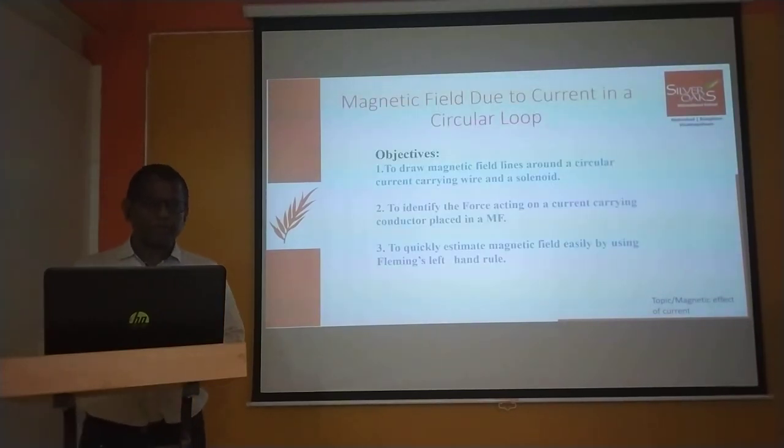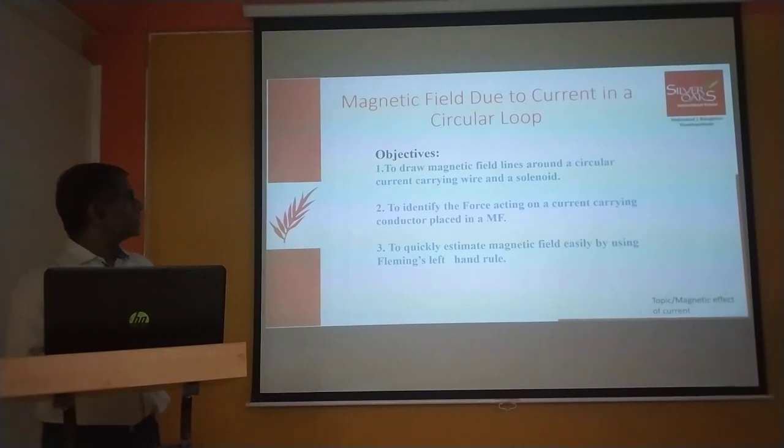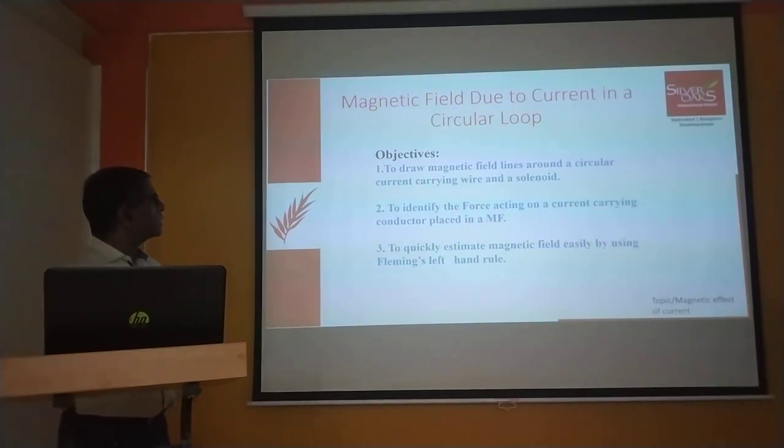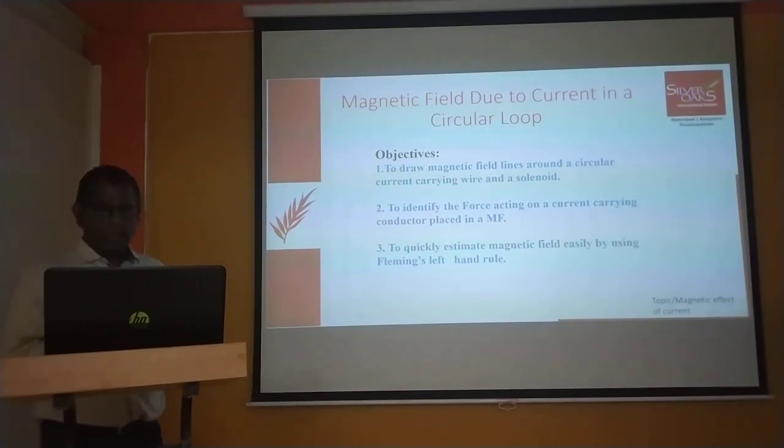So the objective of today's class is to draw magnetic field lines around a circular current carrying wire and a solenoid. Then we'll be identifying the force acting on a current carrying conductor placed in a magnetic field. So when a current carrying conductor is placed in a magnetic field, is it experiencing a force or not, that we'll explain. And then lastly we'll quickly estimate the magnetic field by using what we call Fleming's left hand rule.